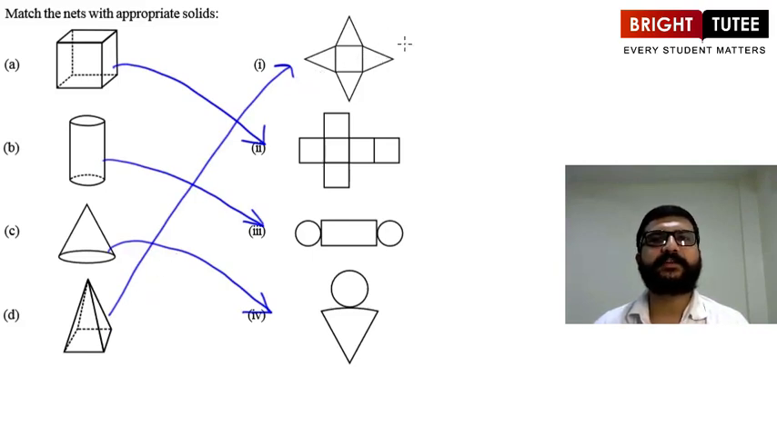We can try to make the same figure on a piece of paper and cut it out, and then by folding it through these edges we will get a pyramid as shown here in this D part of the figure.